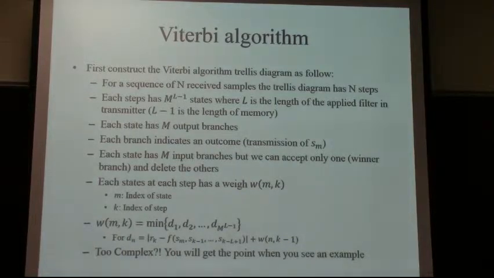Each step has M to the power of L minus 1 states. All of this is very simple, straightforward. Nothing is changing here. L is the length of the applied filter. It means that the system has L minus 1 memory. Then we need to consider that the number of states is not just the number of transmitted symbols; it is more than that: M to the power L minus 1. When L is 1, we have M states. When L is 2, we have at least M states.